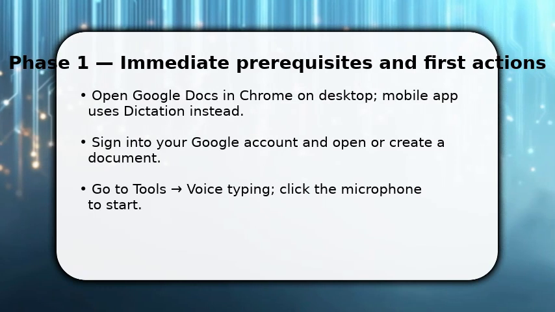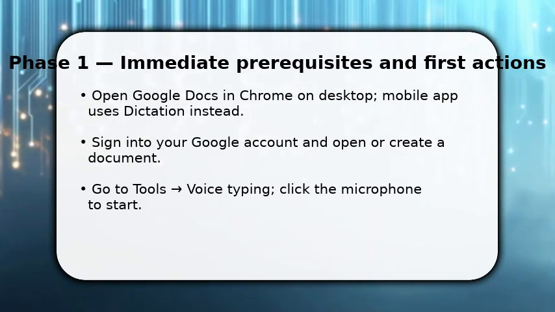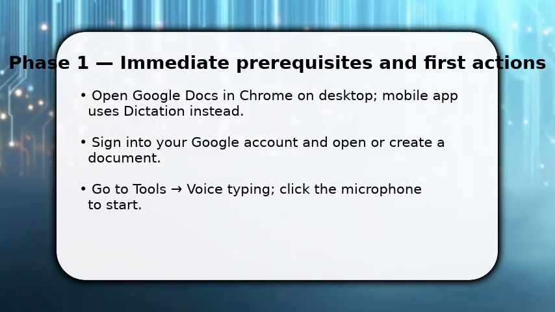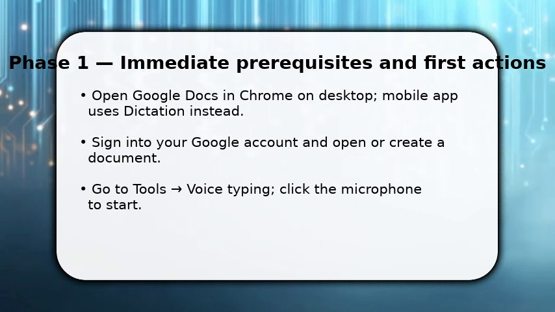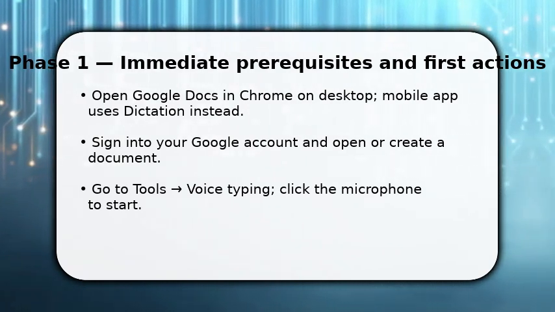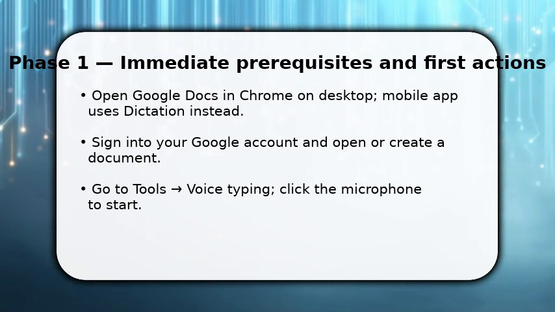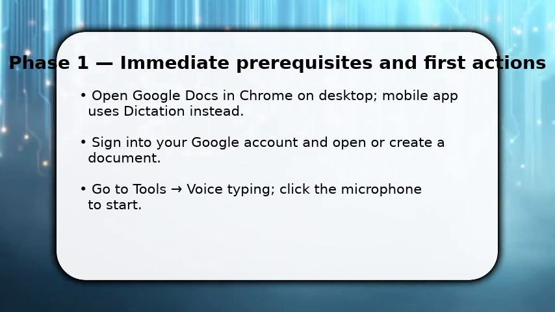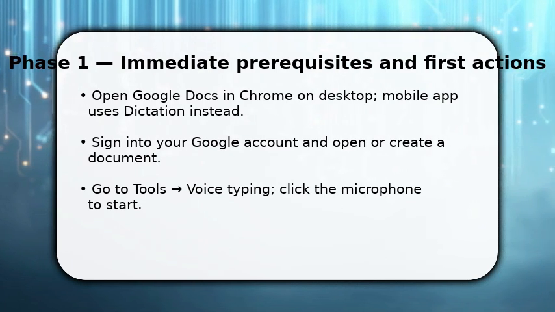You start by enabling voice typing in Google Docs because it uses Chrome's Speech API for accuracy. Once the document is open, make sure you're signed into the correct Google account. Permissions follow that profile. Click Tools, then Voice Typing to show the mic button.